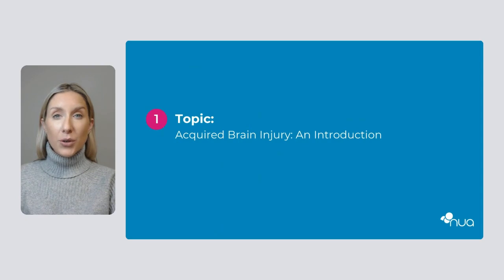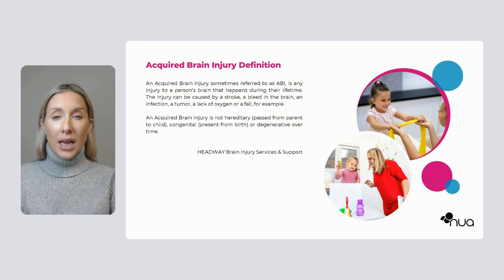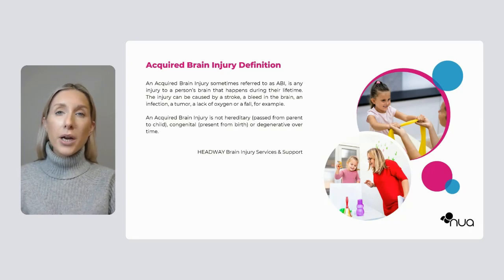Topic 1, acquired brain injury and introduction. Acquired brain injury definition. An acquired brain injury is sometimes referred to as an ABI, and it's any injury to a person's brain that happens during their lifetime. The injury can be caused by a stroke, a bleed in the brain, an infection, a tumour, a lack of oxygen, or a fall, for example. An acquired brain injury is not hereditary, meaning that it does not pass from parent to child. It is not congenital, meaning it is not present from birth, and it is not degenerative over time.